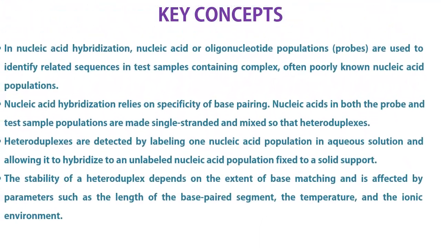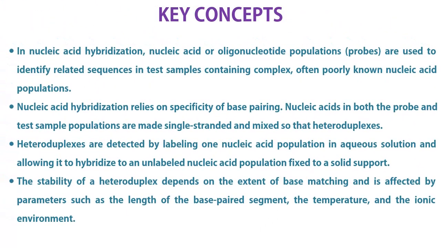Key concepts. In nucleic acid hybridization, nucleic acid or oligonucleotide populations, probes, are used to identify related sequences in test samples containing complex, often poorly known nucleic acid populations. Nucleic acid hybridization relies on specificity of base pairing. Nucleic acids in both the probe and test sample populations are made single-stranded and mixed so that heteroduplexes form.